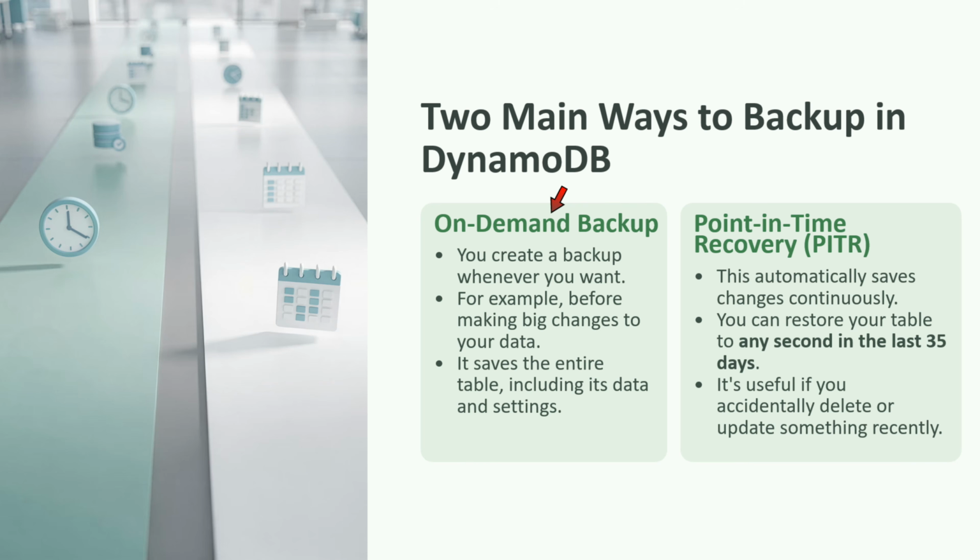Now we will see two main ways to backup in DynamoDB. First one, on-demand backup. You create a backup whenever you want, for example, before making big changes to your data. It saves the entire table, including its data and settings. Second one, point-in-time recovery. This automatically saves changes continuously. You can restore your table to any second in the last 35 days. It is useful if you accidentally delete or update something recently.